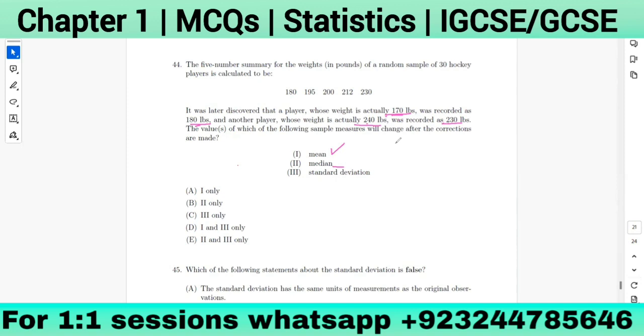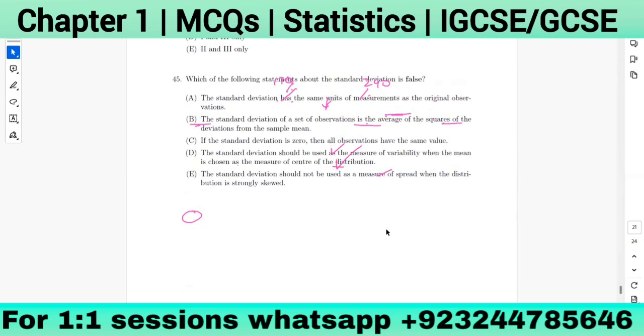Will the standard deviation change? Yes, it can change because the data is getting stretched. And what about the median? Median, for example, 180 was actually 170 and 230 was actually 240. So the median is still 200. Even before, the median was 200 and now the median is 200. So the median is also not changed. So the only thing that is changed is the standard deviation, that is third only.